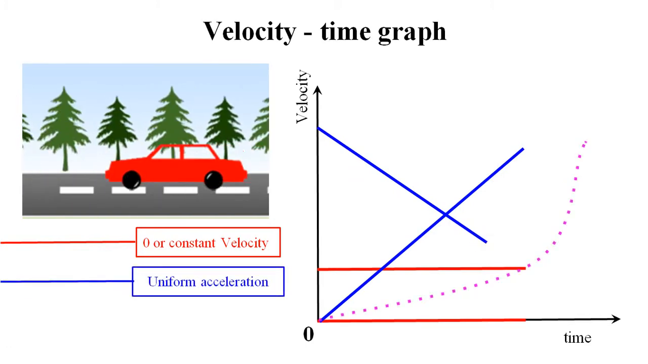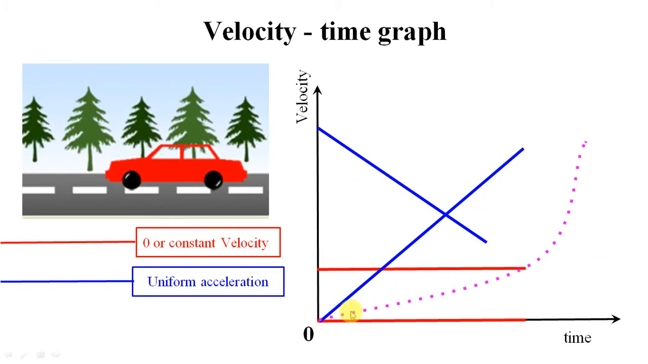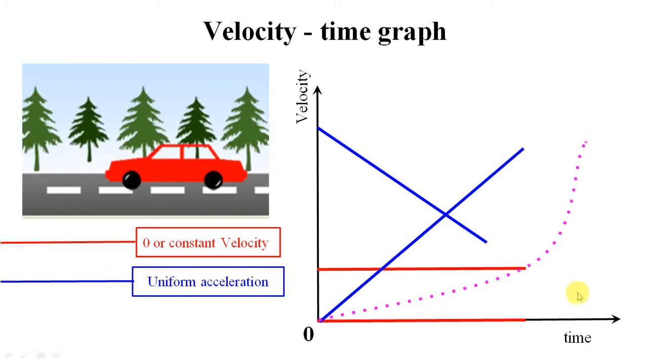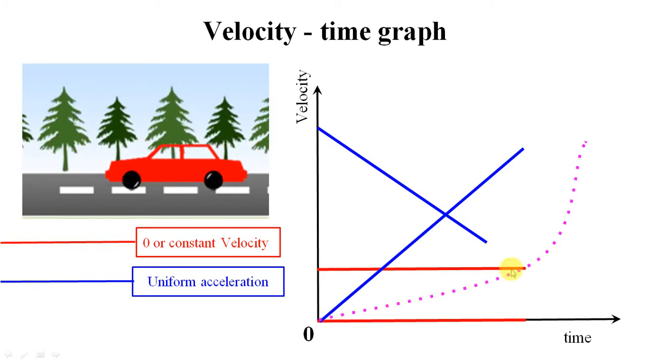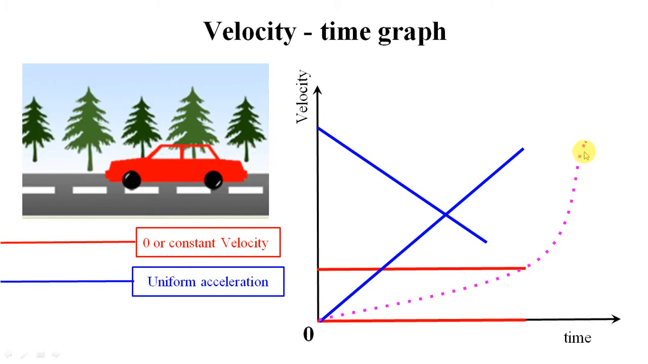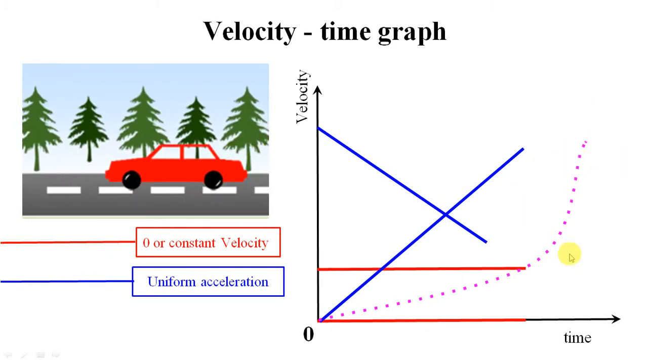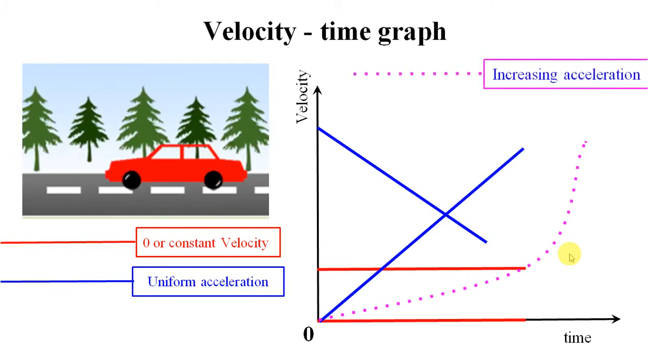Let's look at the fifth case, in which initially the body shows a steep increase in velocity, and then all of a sudden there is a huge increase in velocity in a small interval of time. Till here, the body has shown a constant increase in velocity and then a sudden increase in velocity, which means it's not uniform acceleration, it's increasing acceleration, because the velocity has increased to greater values in a very short interval of time. So it's the increasing acceleration case.